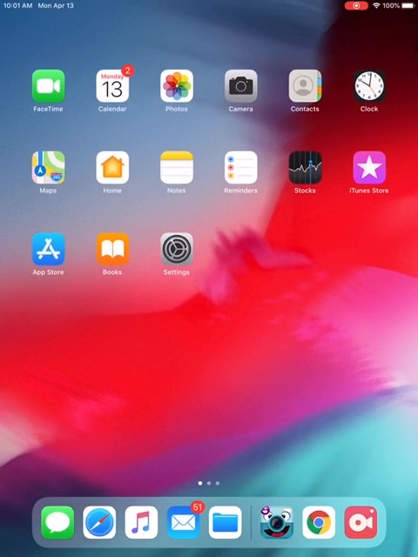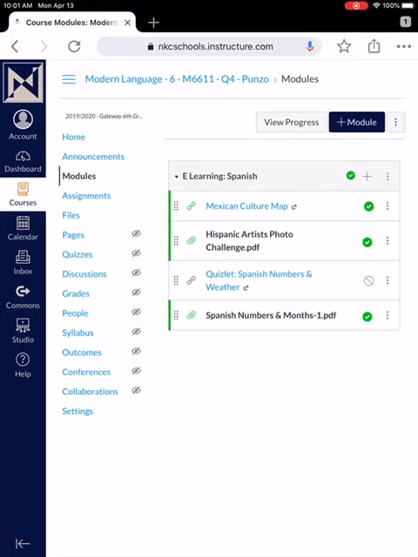Hello, modern language students. Today we are going to continue our study with Spanish. Today we're going to start studying Spanish vocabulary. We are going to start with Spanish numbers and months. We're going to be working with numbers and months with these words all week this week.